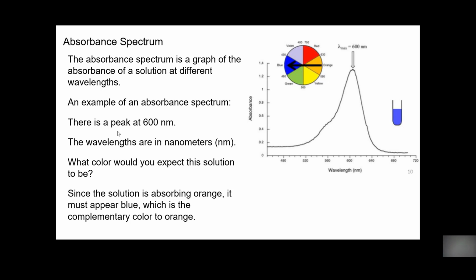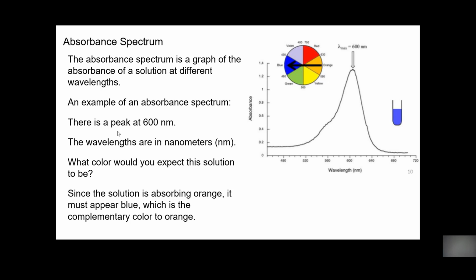Absorbance spectrum. The absorbance spectrum is a graph of the absorbance of a solution at different wavelengths. An example of an absorbance spectrum: there is a peak at 600 nanometers. This uses nanometers. I don't know what chapter this is. I think this is chapter 8.